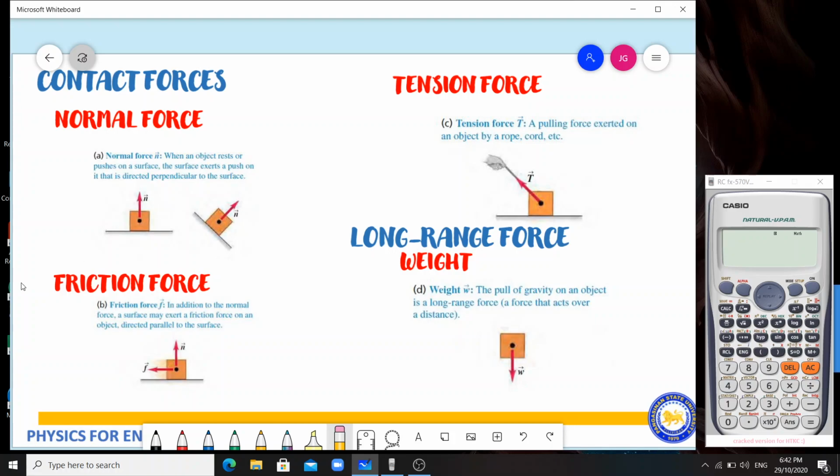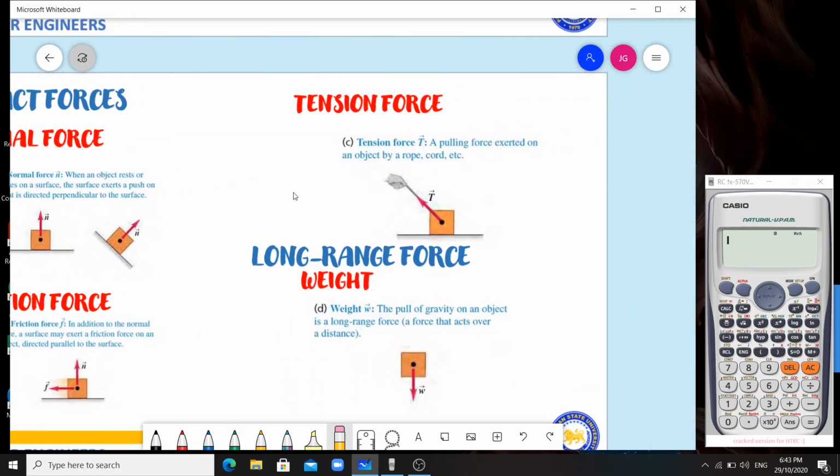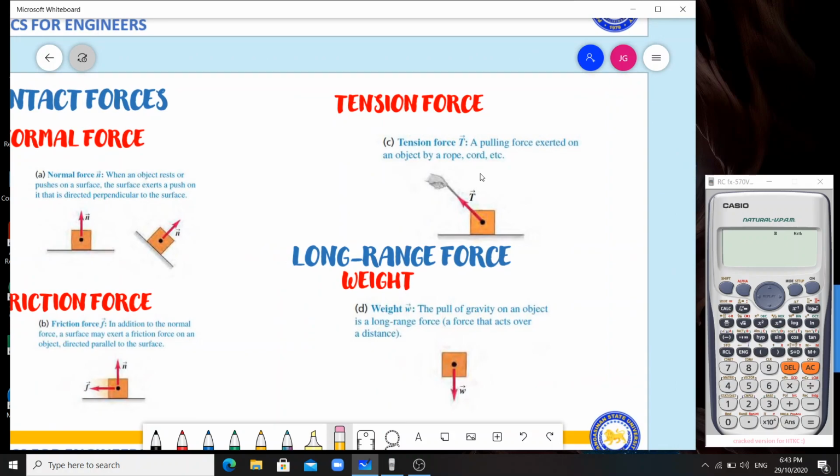Then there is what we call the frictional force. If the normal force is perpendicular, the friction force is parallel to the surface. The frictional force and the normal force are always perpendicular to each other. Lastly, we have the tension force. It is the pulling force exerted by a rope or a cord. This is usually seen in pulling an object or in hanging an object.